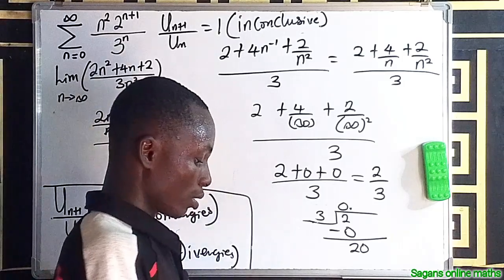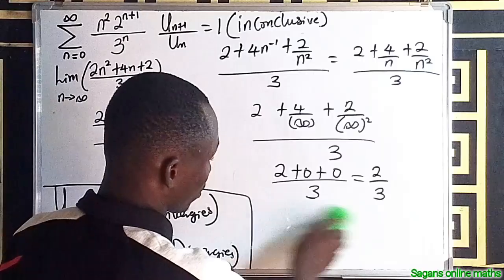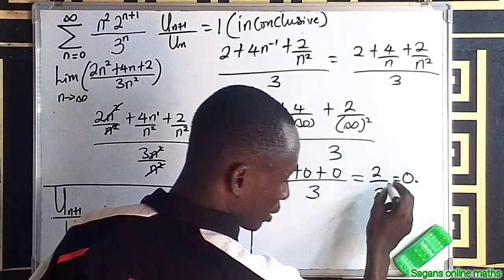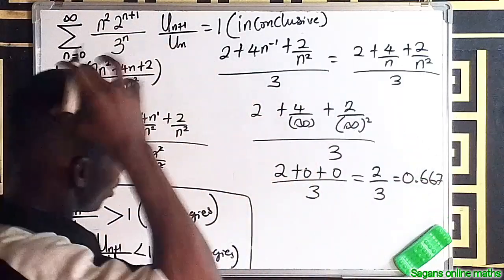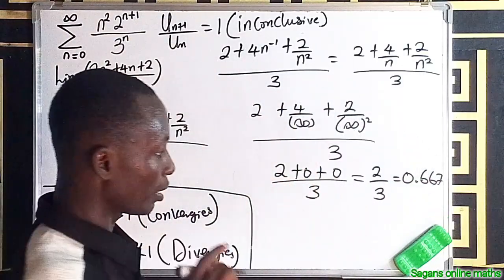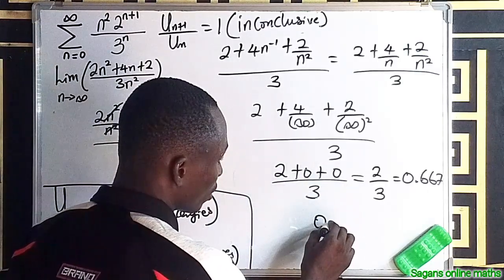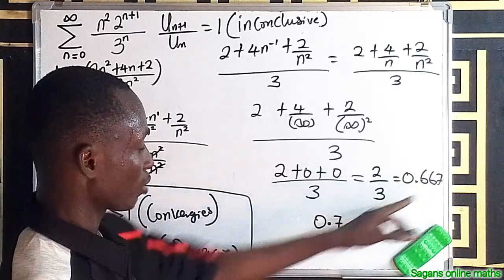Okay. I have 0.66667. So what I'm going to do now, let me put this in one decimal place. If I put this in one decimal place, I'm going to have 0.7. This is in one decimal place, and the other is in 5 decimal places.